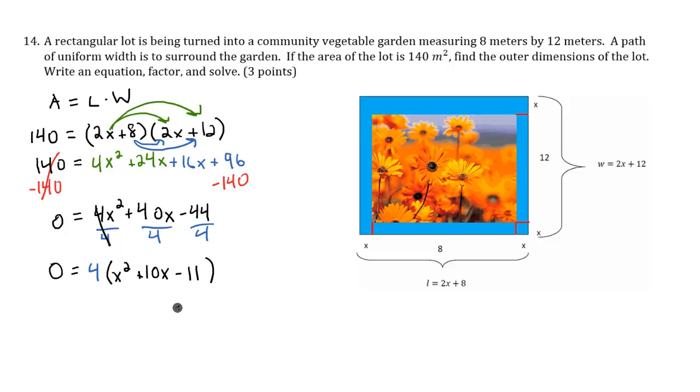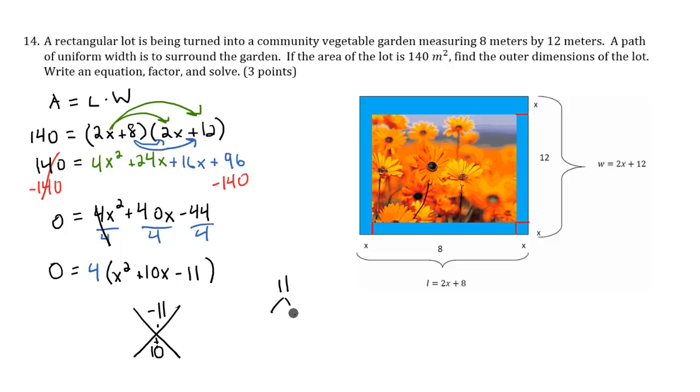So I set up my x. Just to organize my work, you don't have to do that either. My constant, which is my number over here by itself, gets put in the top. My linear term, which is in the middle with the x, goes down here in the bottom. And we have to figure out two numbers that multiply together to get negative 11 and also add together to get 10.